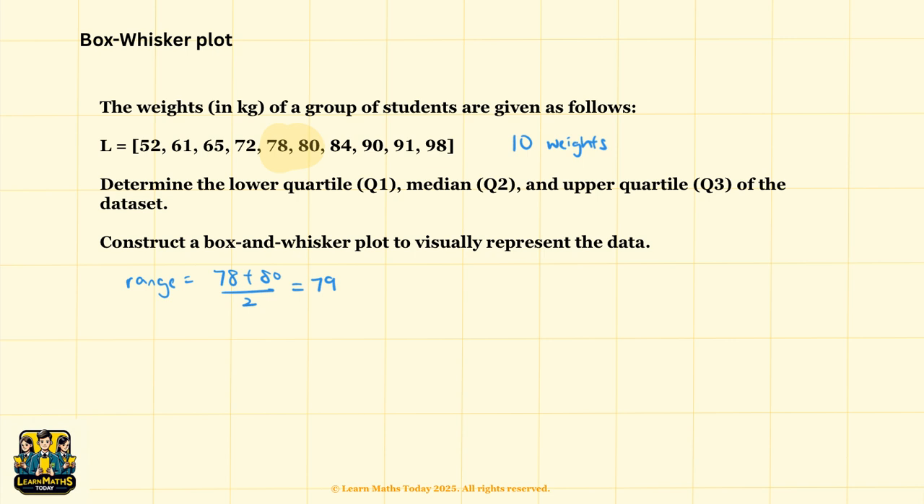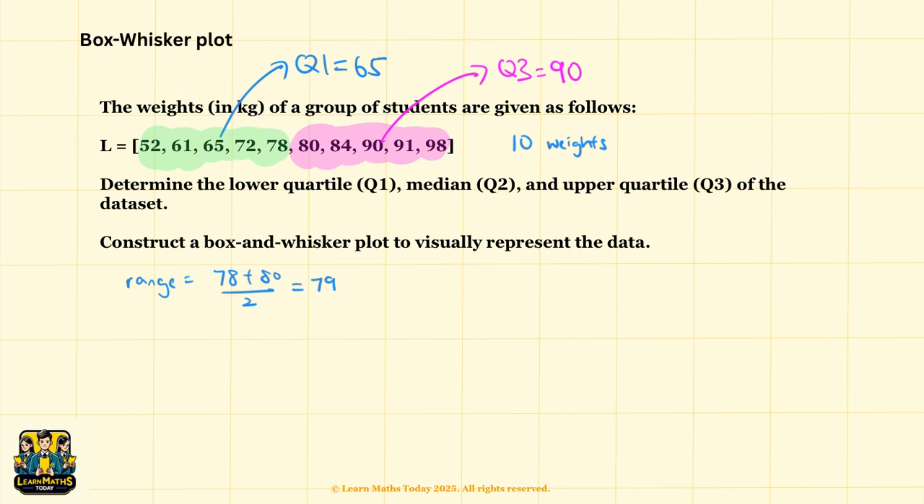Now we look at this list, you can split up the elements into two lists. The left list will have 5 elements, 52, 61, 65, 72, 78. So the quartile one will be the median of this list, which is 65. Similarly, on the right side, we have 80, 84, 90, 91, 98. And so the median of this set is 90, which is the upper quartile.